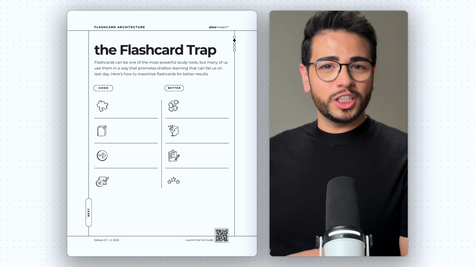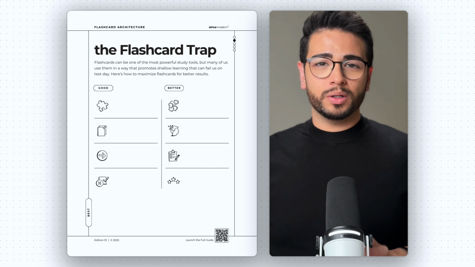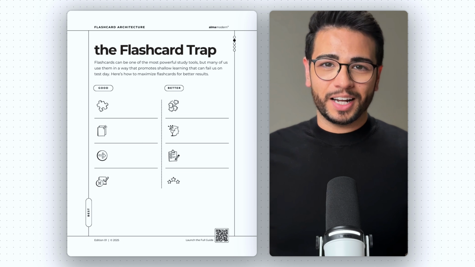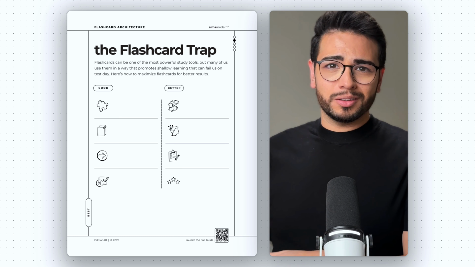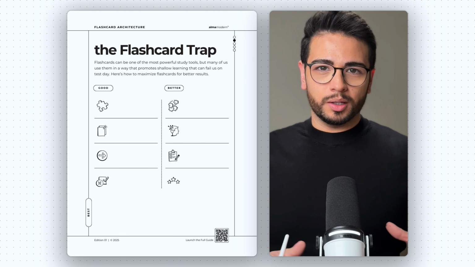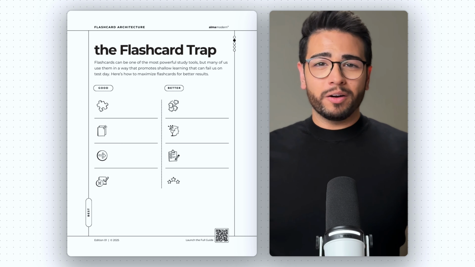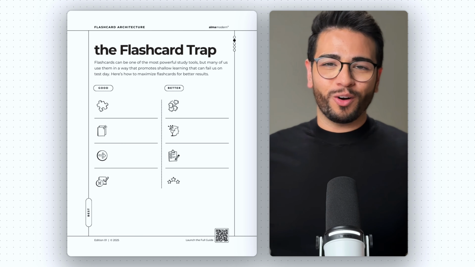And here we have our cheat sheet on the flashcard trap, which you are always free to download below, and you're welcome to share it with any students, parents, and educators in your life so we can help our students maximize their flashcards. Now, on this specific cheat sheet, we have two columns. You'll notice we have a column for good strategies and better strategies. But where are the bad strategies that our students are already using?